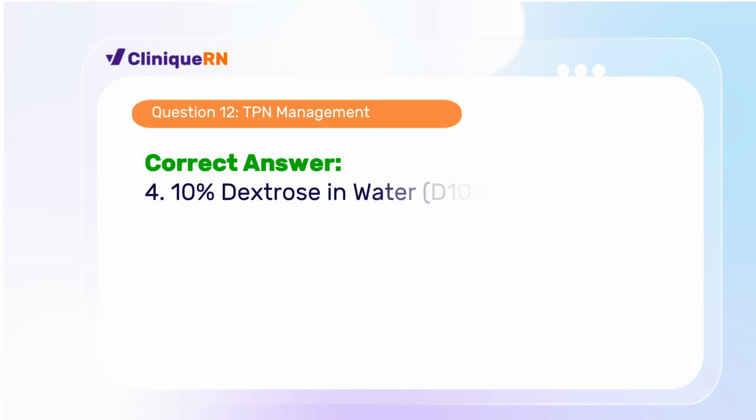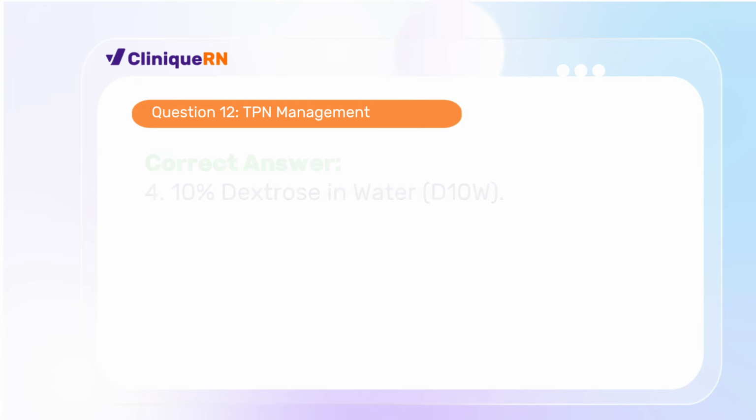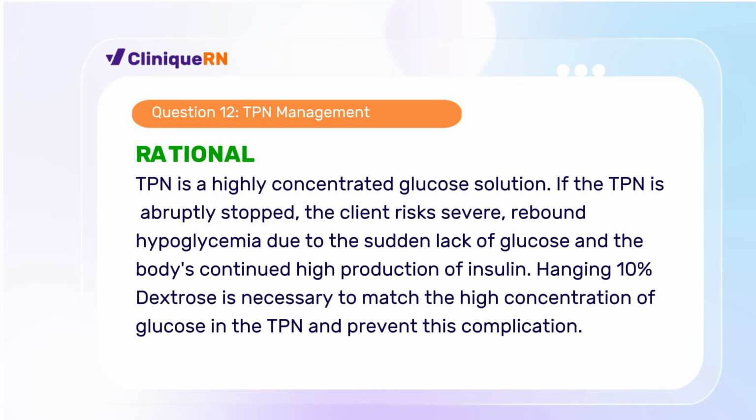The correct answer is 4. 10% dextrose in water, D10W. Rationale: TPN is a highly concentrated glucose solution. If the TPN is abruptly stopped, the client risks severe rebound hypoglycemia due to the sudden lack of glucose and the body's continued high production of insulin. Hanging 10% dextrose is necessary to match the high concentration of glucose in the TPN and prevent this complication.